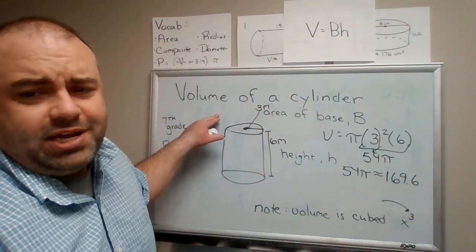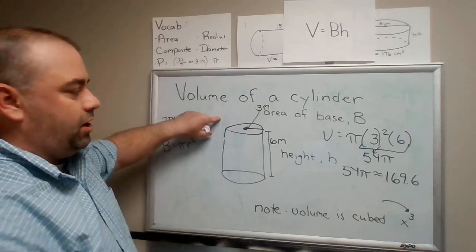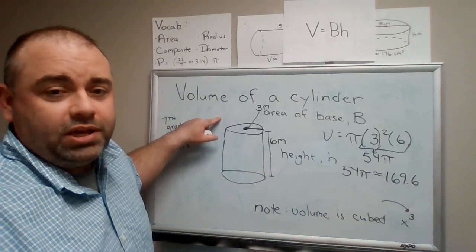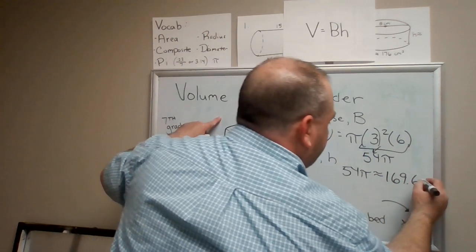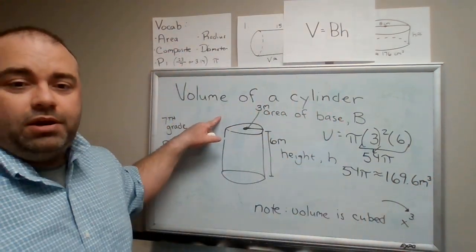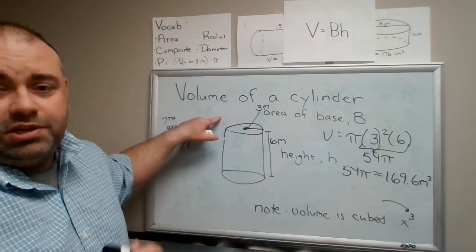We usually round it to the tenth so we don't have a giant long number there. So the volume of this particular figure would be about 169.6. Of course, we have a label, so we should keep our label. So we got meters cubed, like we said. So we have meters cubed. So this would be the first type of problem that we have, the first one that's up there.